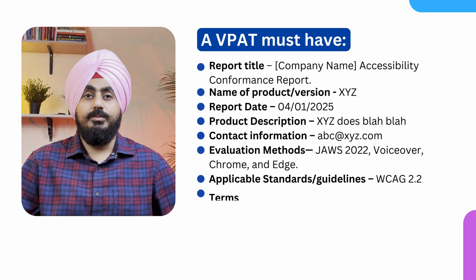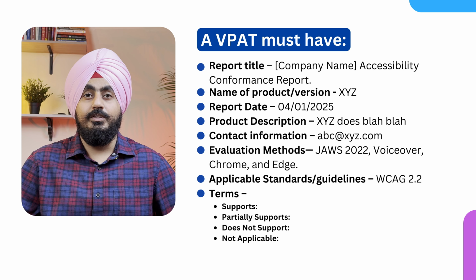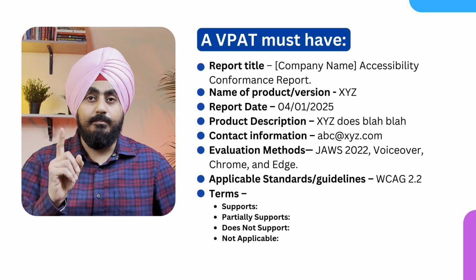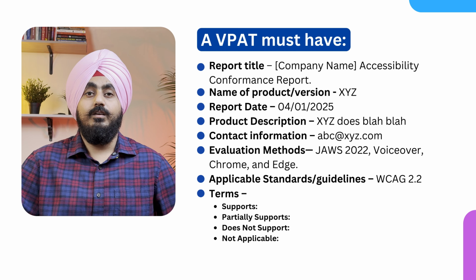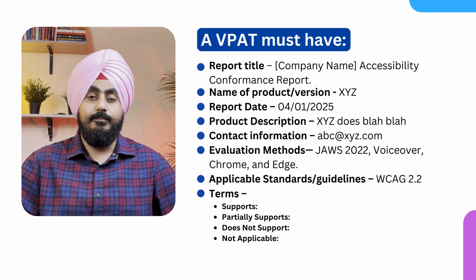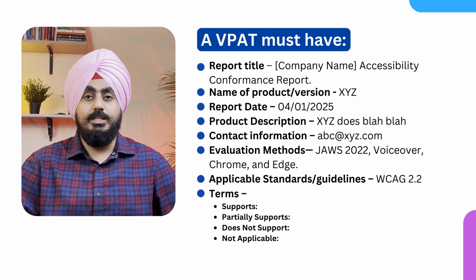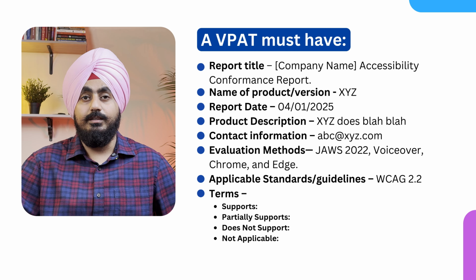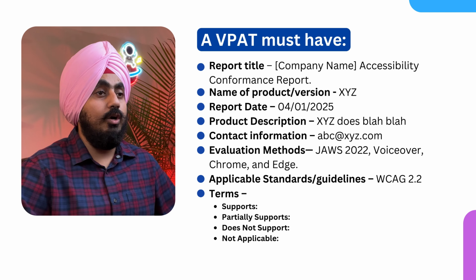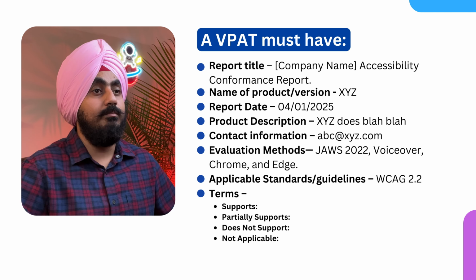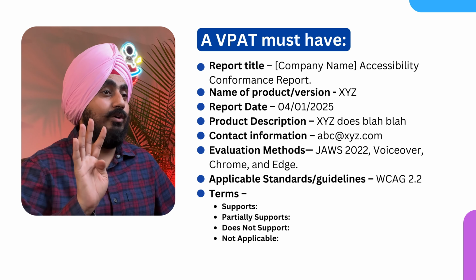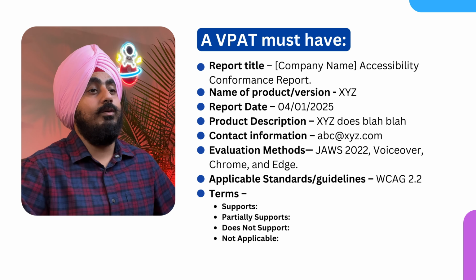Then we have terms. The report must list the definition of the terms used in the conformance level. ITI recommends the following terms. Supports: the functionality of the product has at least one method that meets the criteria without known defects or meets with equivalent facilitation. Partially supports: some functionality of the product does not meet the criteria. Does not support: the majority of the product functionality does not meet the criteria. And lastly, not applicable: the criteria is not relevant to the product.